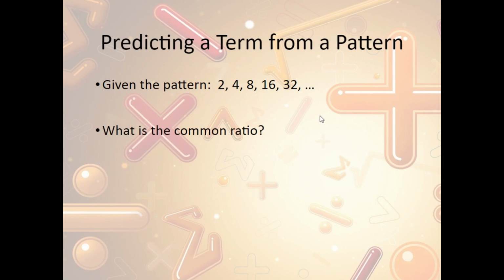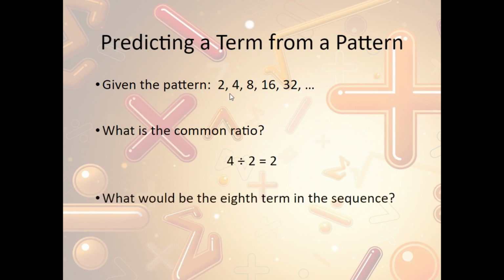Again, let's look at another example. What is the common ratio? We know that the common ratio is 2. Now, what would the 8th term be? Well, this is the 1, 2, 3, 4, 5 term. So we need to multiply by 2 3 more times. So this is 32 times 2 times 2 times 2. When we multiply that all out, we get 256. So our 8th term would be 256.